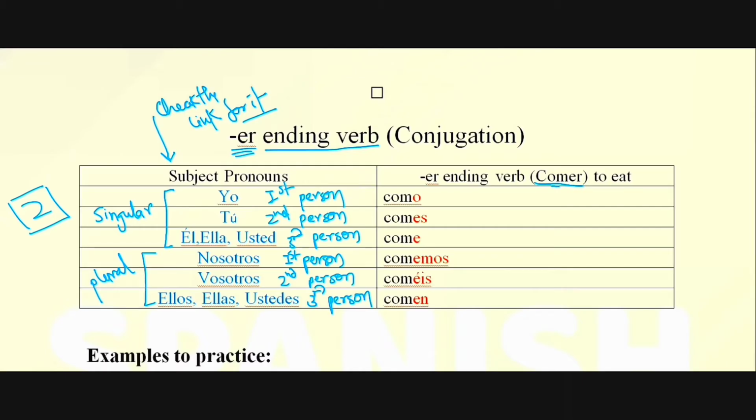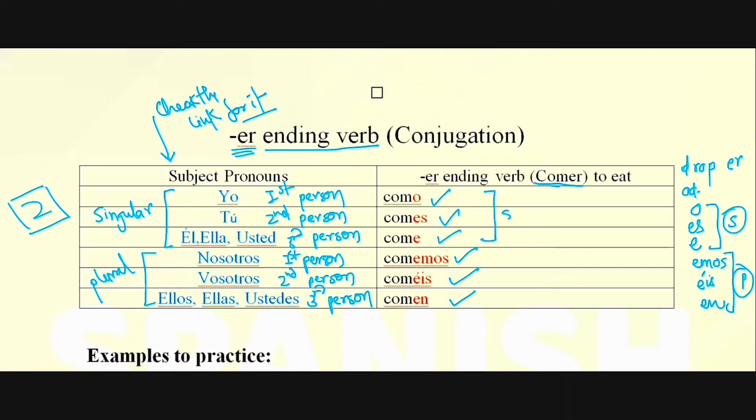Come to another side, comer. Comer is an example of an ER ending verb. Here we have to drop ER and add suffixes. O is singular, amos, éis with accent, en, plural. Total 6. First, second, third person singular, first, second, third person plural. See, check the box. Suffixes are written in red. Como, comes, come, comemos, coméis, comen.